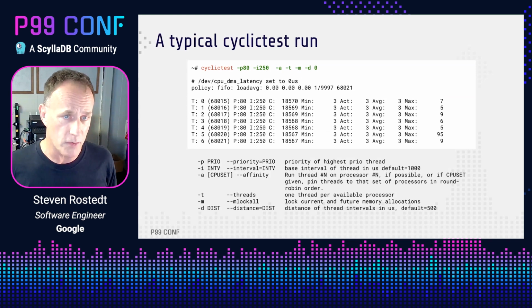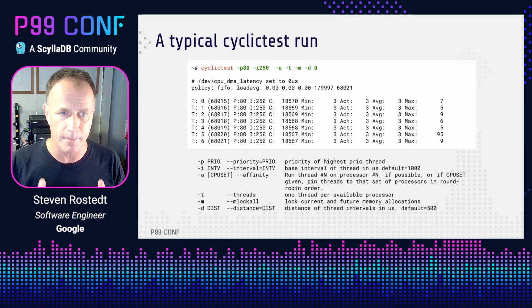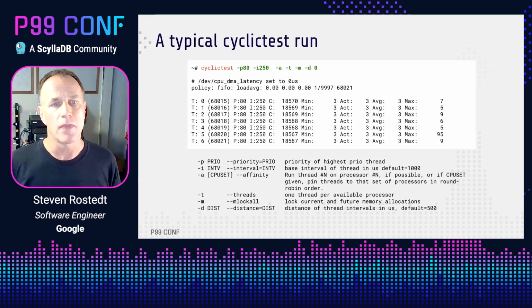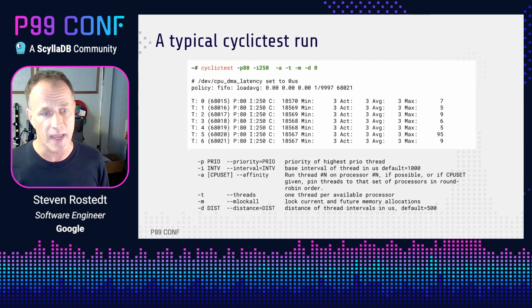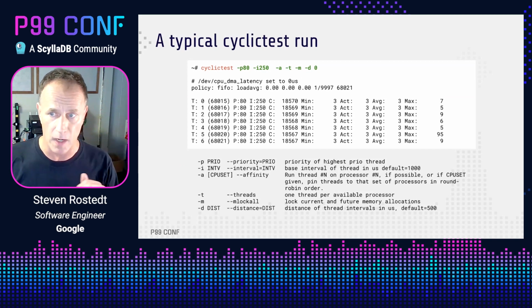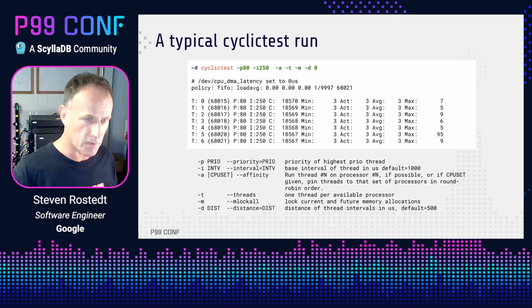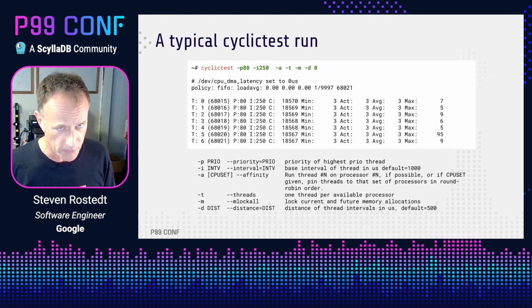So here's a typical run of cyclictest. Here are the parameters I usually use. The -p80 is to say run all the threads at the priority of 80, which is a higher priority. And the -i250 is to wake up at intervals of 250 microseconds. So every 250 microseconds, it will expect to wake up. -a says try to pin the threads at the CPUs their number is for. So thread 1 will be on CPU 1, thread 2 will be CPU 2, thread 3 will be CPU 3. -t says create as many threads as there are CPUs.